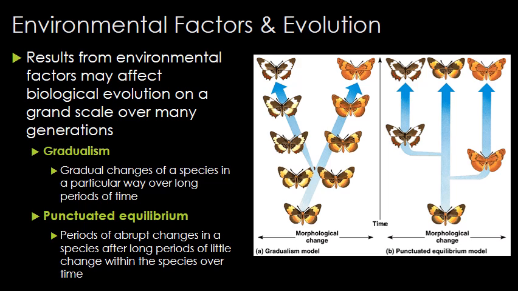If you look at the pictures, you can see the difference between gradualism and punctuated equilibrium in the shape of the phylogenetic trees.